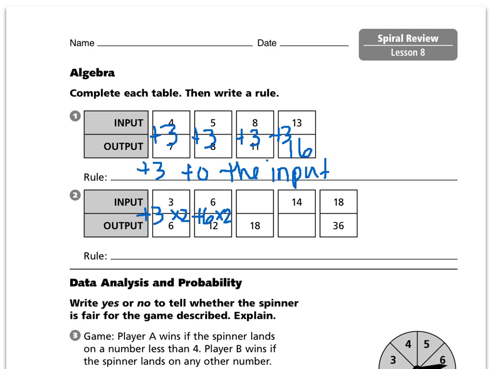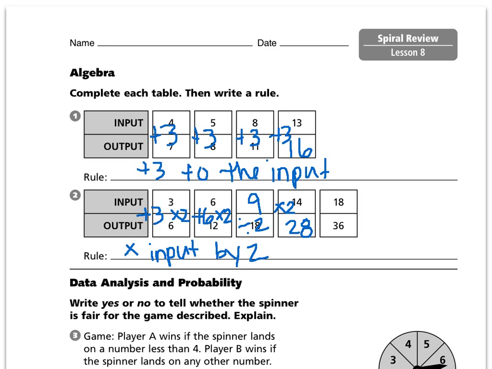So let's go on. Now I don't know this top number, so I'm going to do the opposite of multiplying by 2 in order to go backwards. Instead of multiplying by 2, I'm going to divide 18 by 2, which is going to be 9. Now I can continue multiplying by 2 since it's the top number I have. 14 times 2 is 28. So the rule is going to be multiply the input by 2.